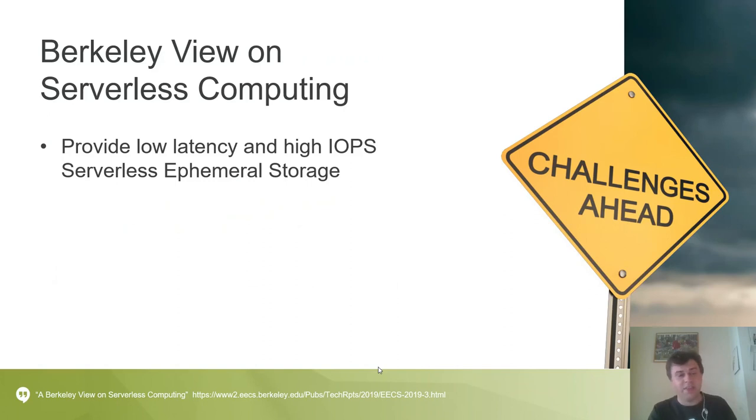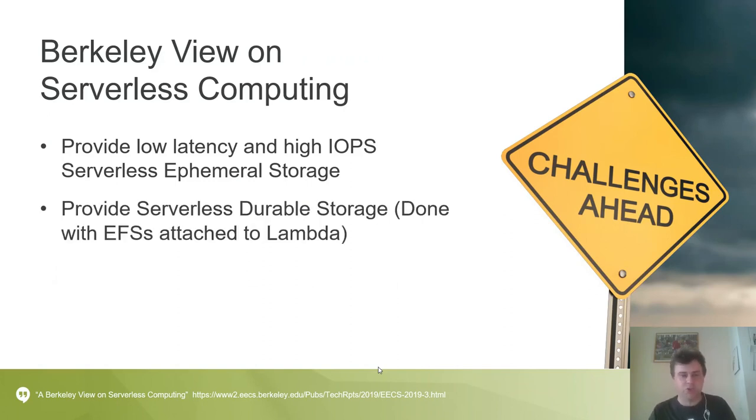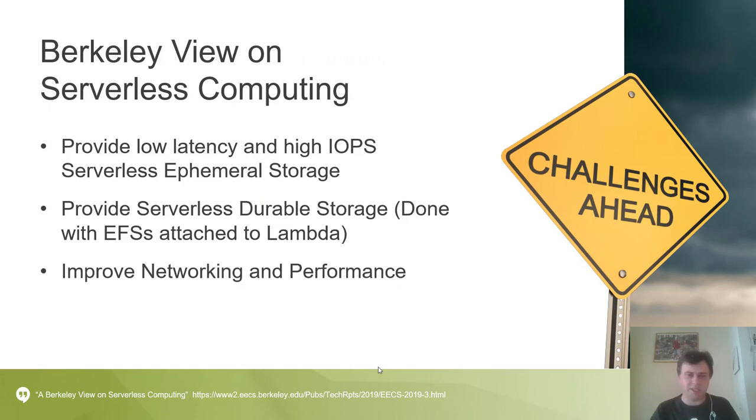Also, one thing which was mentioned, provide serverless durable storage, has been solved with the possibility to attach Elastic File System to Lambda. So that one is currently solved. Networking performance has to be solved, so that Lambda can communicate quickly. And there are also challenges with some security issues. You can define fine-grained security for your lambdas, but sometimes you want to define some security policies and then inherit them for other functions, and it's currently not possible. You have to write your own permissions each time and so on.